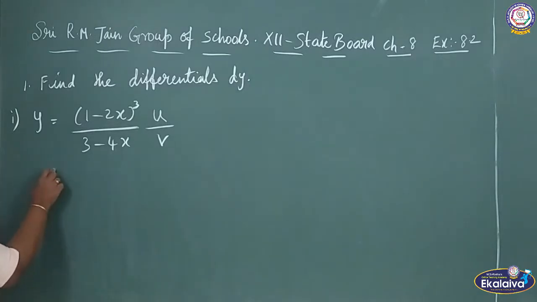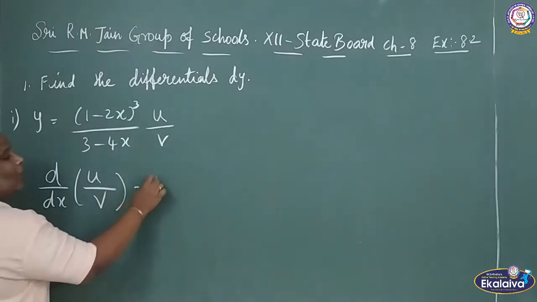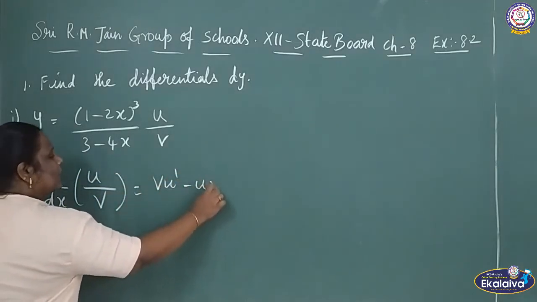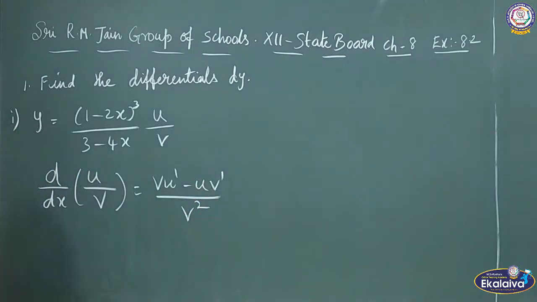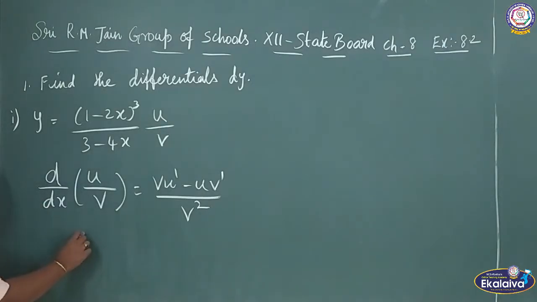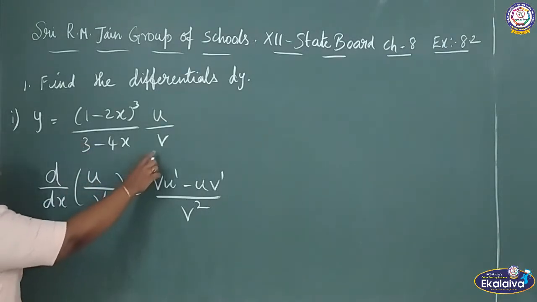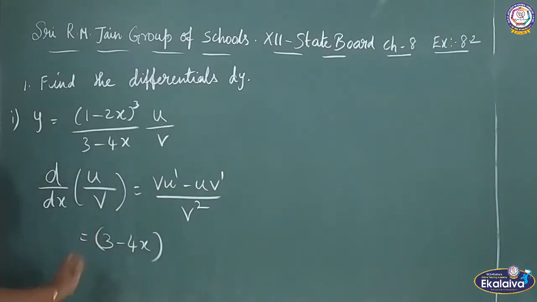What is the differentiation d by dx with respect to x of u by v? It equals (v u dash minus u v dash) by v square. So, now we move on to the sum. What is v? v is 3 minus 4x.